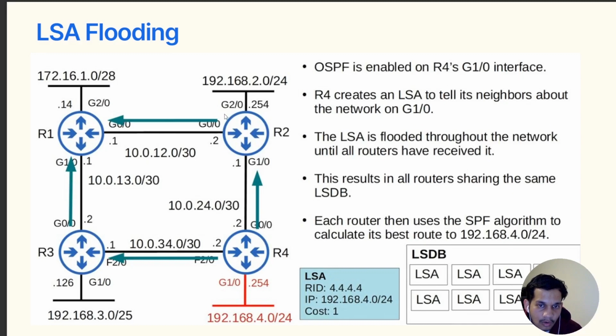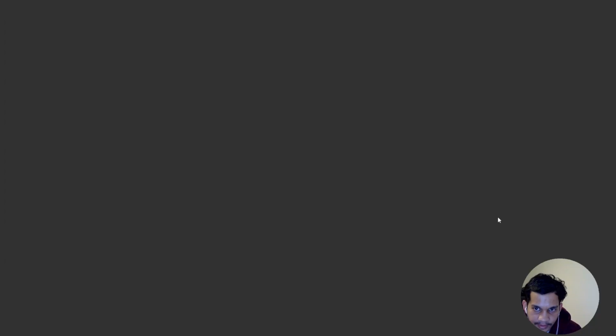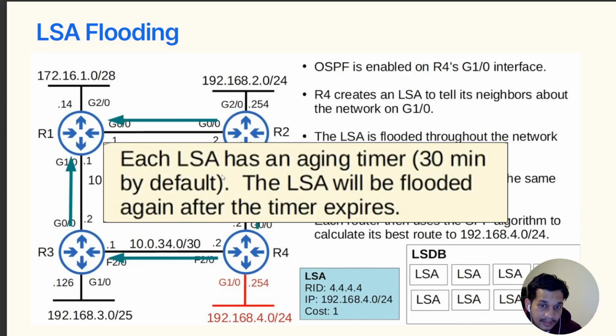So how will R2 reach this network? It will reach it through the G1/0 interface, and R3 will go through this one. For R1 there is one path via R2 to R4 and another via R3 to R4. Depending on the calculation it does on the network map, it will take the shortest path and reach the network on the router's interface. Each LSA has an aging time, which is 30 minutes by default.